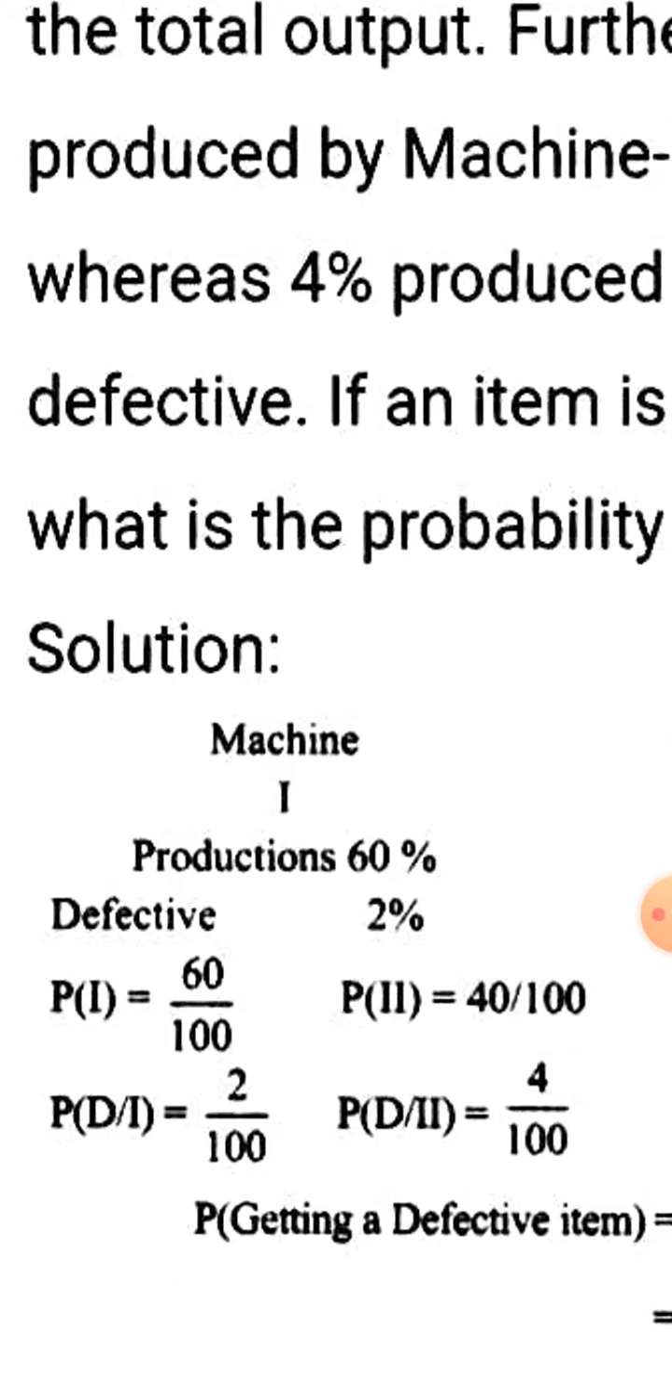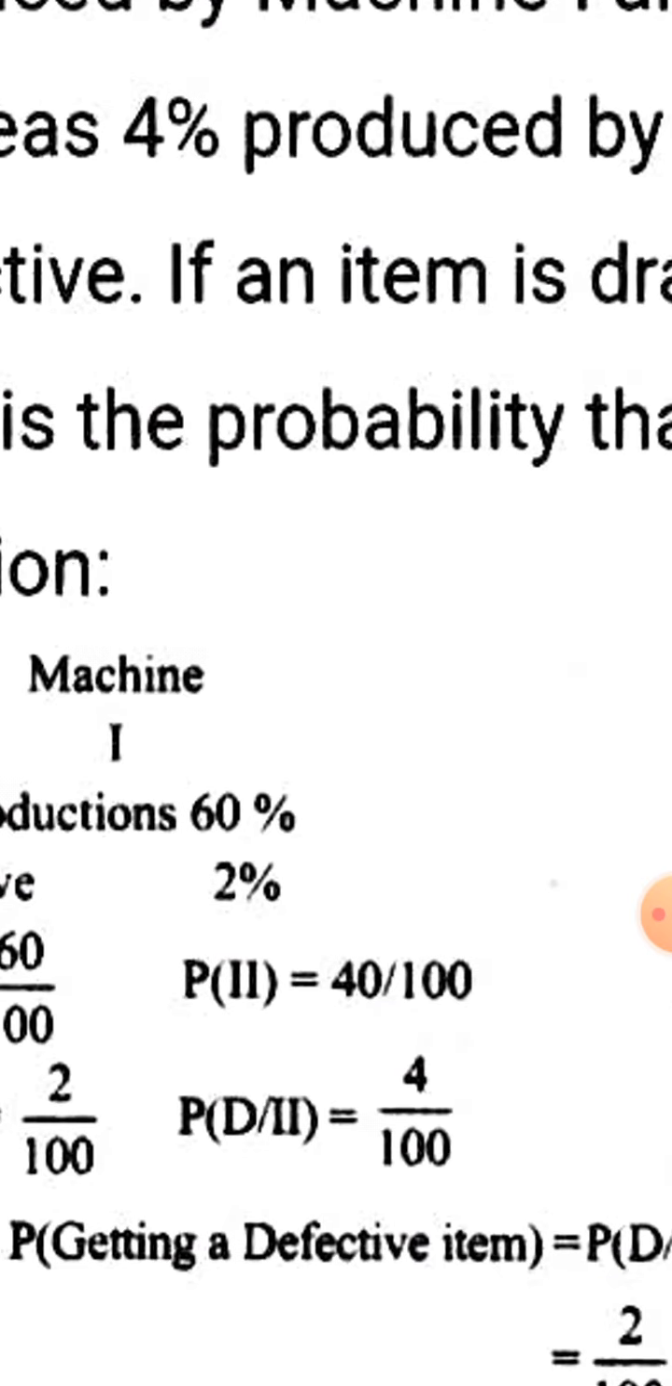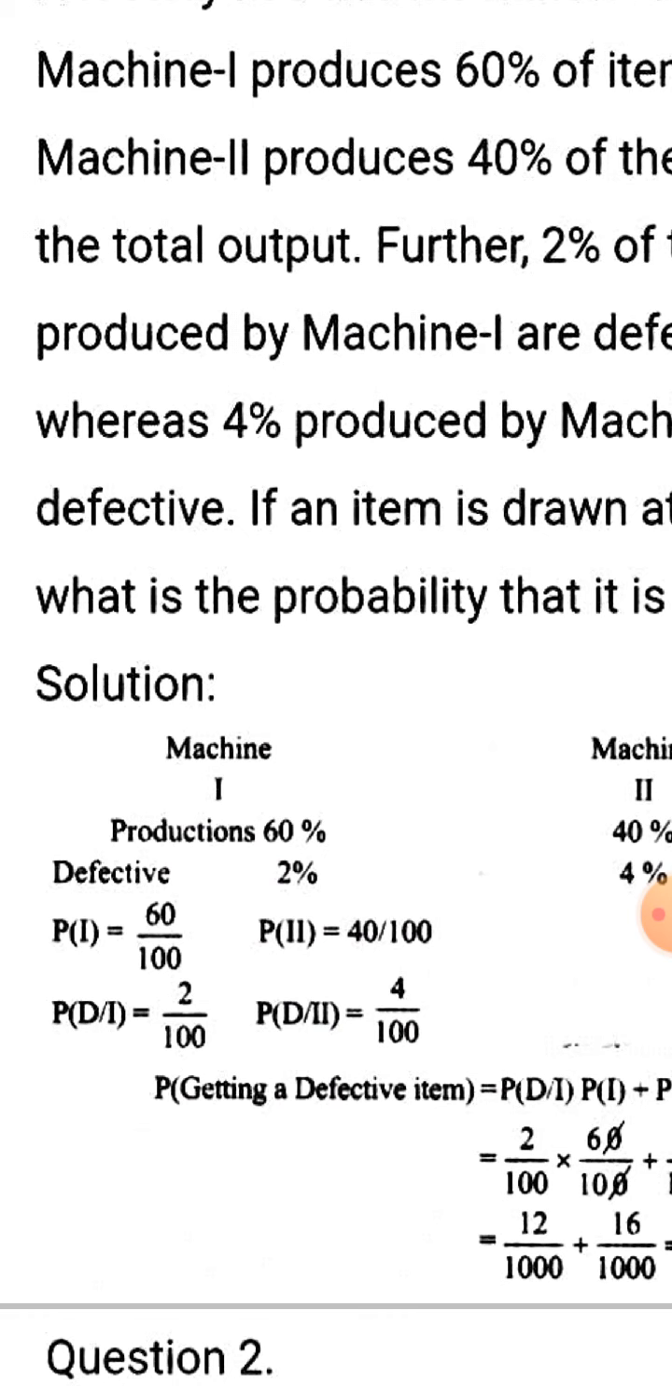Now production is over. Now the defective probabilities. So P of D by 1 means defective given the first machine. P of D by 1 is equal to 2%, which we write as 2 by 100. P of D by 2 is 4%, which is 4 by 100. That is enough to do this sum.